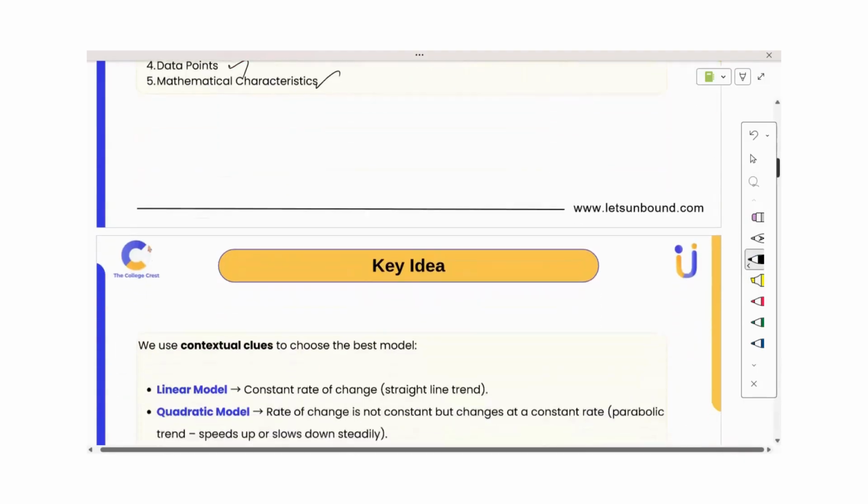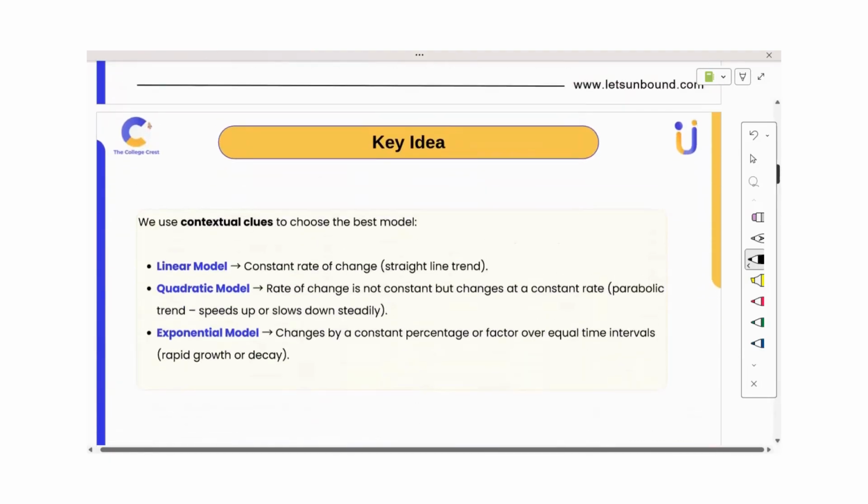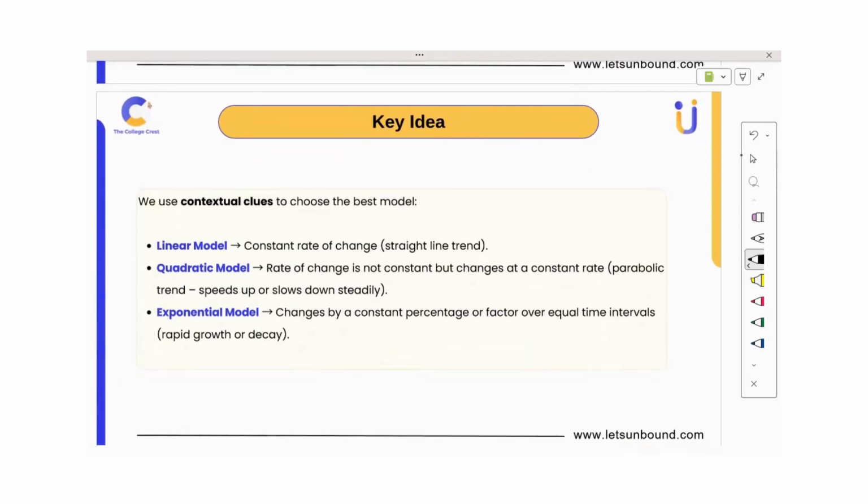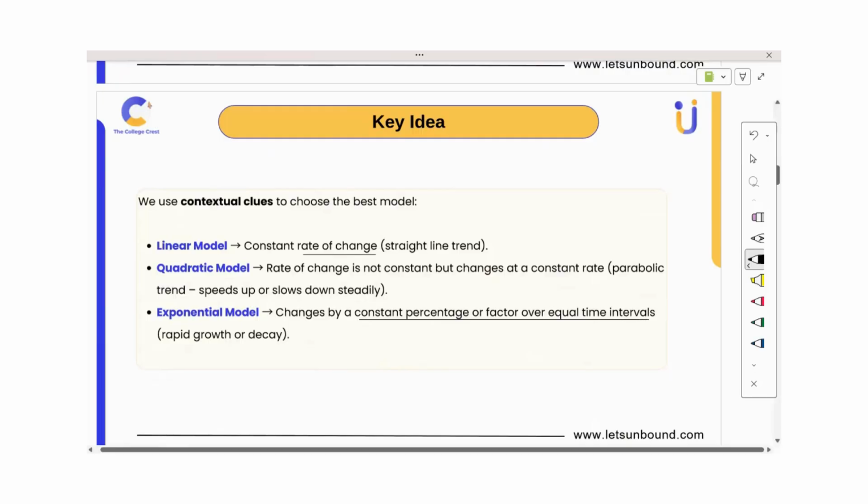Now, the key idea is to use the contextual clues. A linear model means a constant rate of change, a straight line trend. For quadratic, the rate of change is not constant, but the way the rate is changing will be constant, and it is a parabolic trend, like it speeds up and then slows down steadily, or has one peak point. An exponential model changes by a constant percentage or a factor over equal intervals of time, like rapid growth or rapid decay.